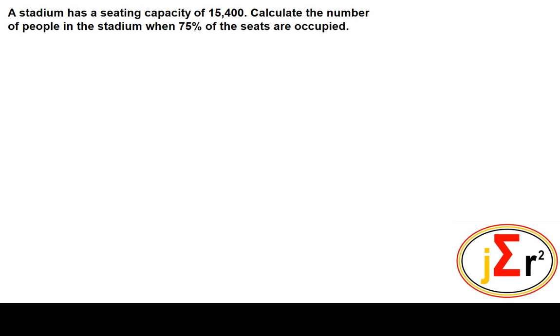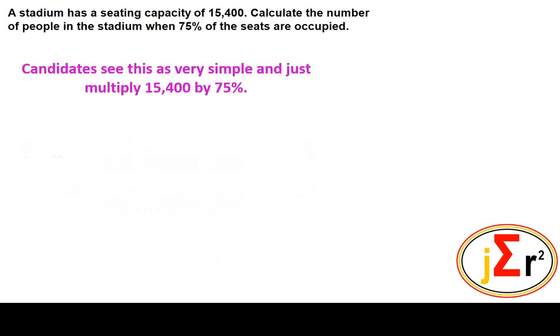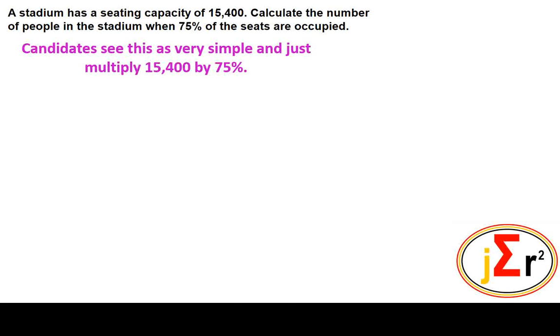A stadium has a seating capacity of 15,400. Calculate the number of people in the stadium when 75% of the seats are occupied. Candidates see this as very simple and just multiply 15,400 by 75%. 75% is 75 over 100.